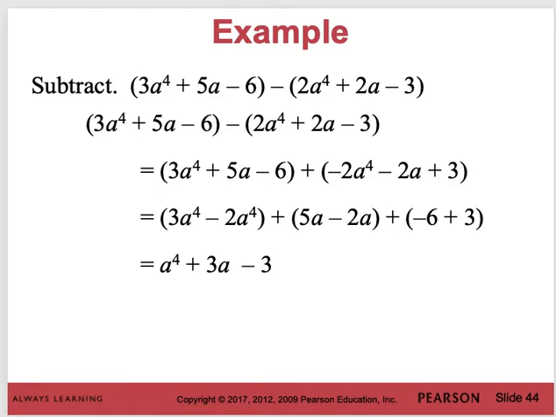add like terms. Here is an example. If we're subtracting, what we're going to do is distribute that subtraction sign to every value inside the parentheses here. So I would have negative 2a to the fourth power, negative 2a, and subtracting a negative 3 would make that plus 3. And then I'm able to add all of these like terms together and group them the same way based on exponents, put all the a to the fourths together, a's together, and whole values together to simplify and get a to the fourth plus 3a minus 3.